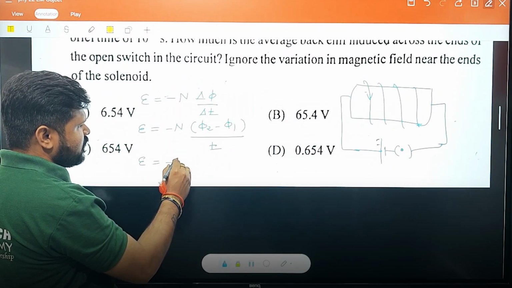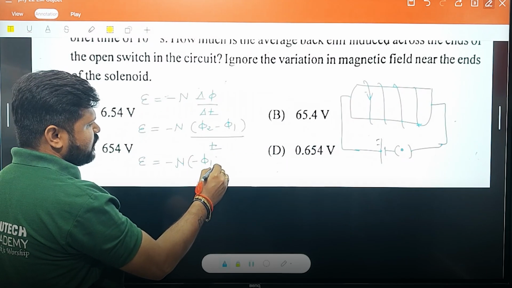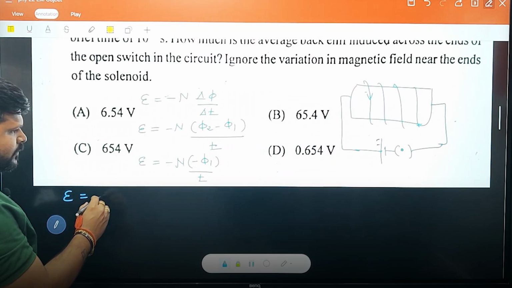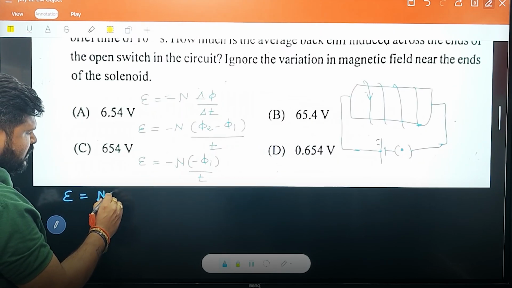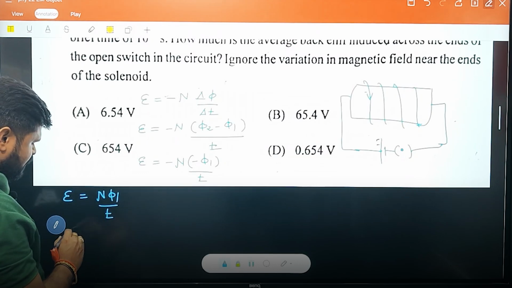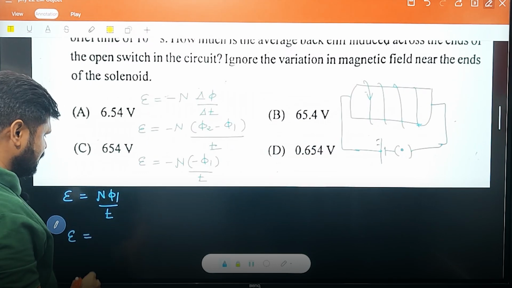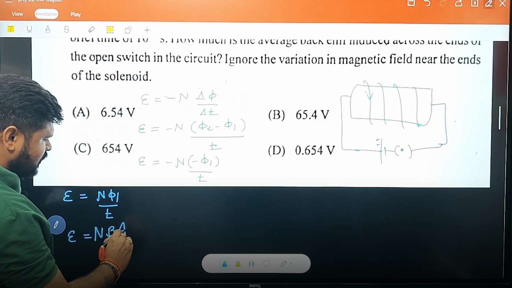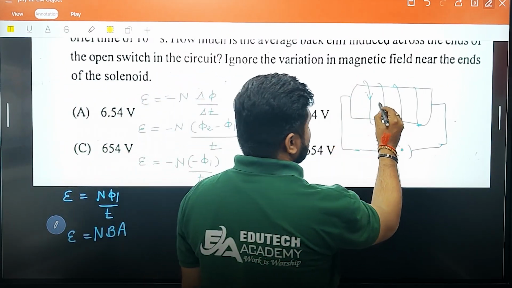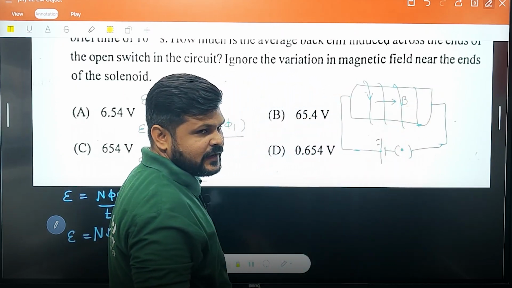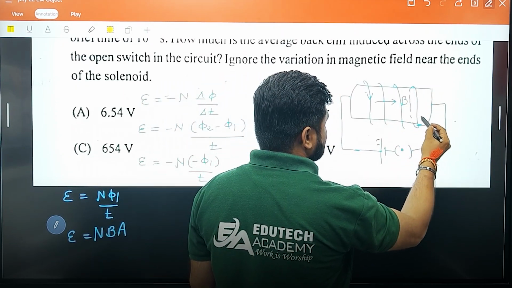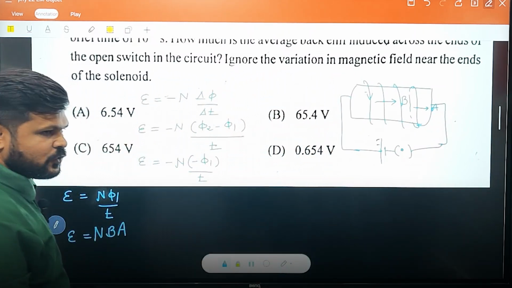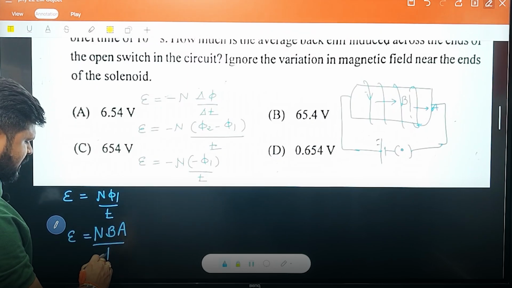So induced EMF is minus N times minus phi 1 divided by t. So epsilon equals minus minus plus, so N phi 1 divided by t. Now we are placing all the values in the formula. The formula of flux phi is BA. Actually it is BA cos theta, but here in the solenoid the magnetic field is in this direction and the turns' area vector is also in this direction. So theta becomes 0, cos 0 becomes 1. So it is NBA divided by t.